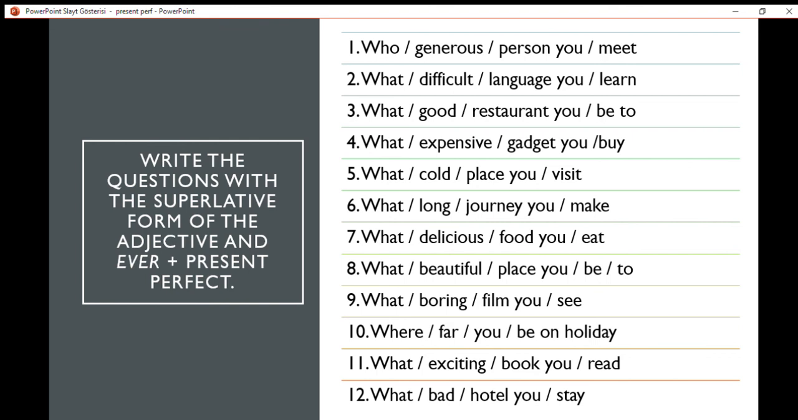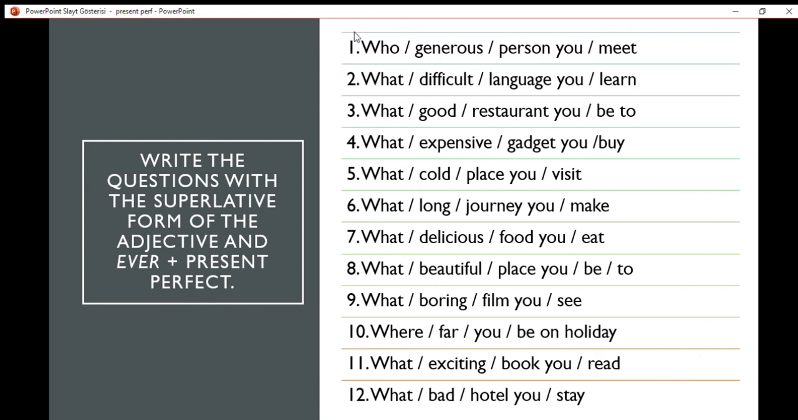Who, so I'm asking about a person, right? Who, generous person you meet. Now I'm going to make this a question. But generous is the opposite of stingy. So it's a person who's not selfish, a person who likes sharing and giving. So the superlative form of this is the most generous, the most generous.